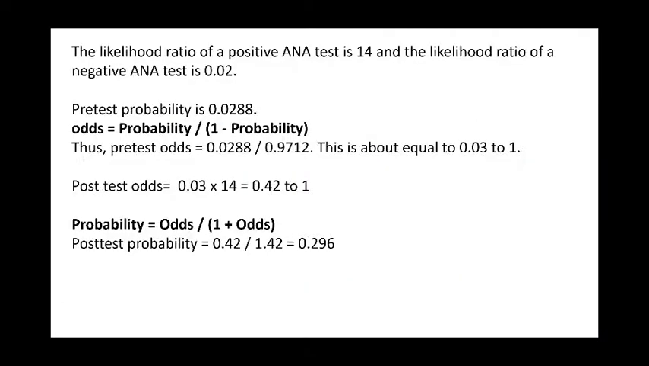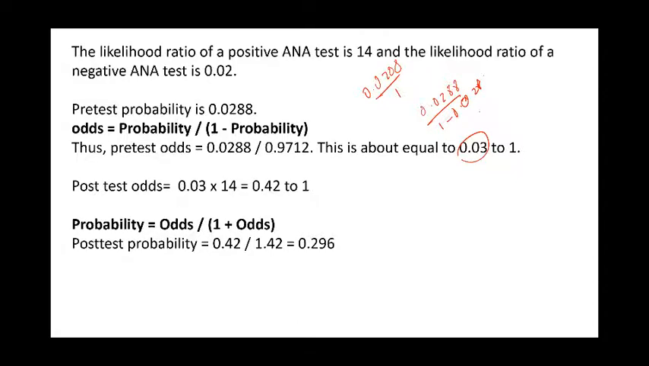Now the likelihood ratio of a positive ANA test is 14. This is also fixed for the test and is already given to us. And the likelihood ratio of a negative ANA test is 0.02. So now the pre-test probability is 2.88%, which is basically 0.0288. Now, likelihood ratio is used with odds: post-test odds equal likelihood ratio into pre-test odds. So first we have to convert probability into odds. Probability is just 0.0288 by 1. However, odds is 0.0288 divided by 1 minus 0.0288. So we'll get a value of 0.03.